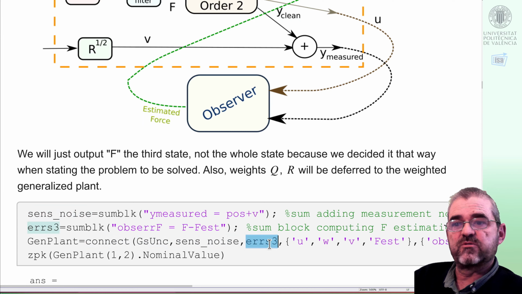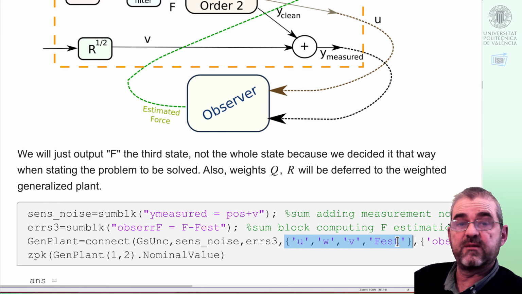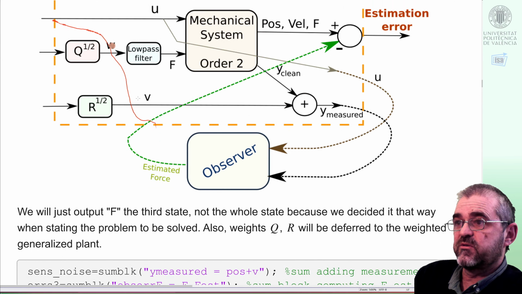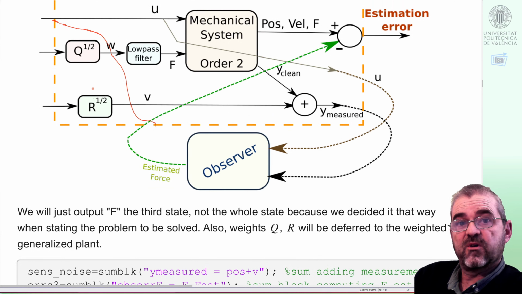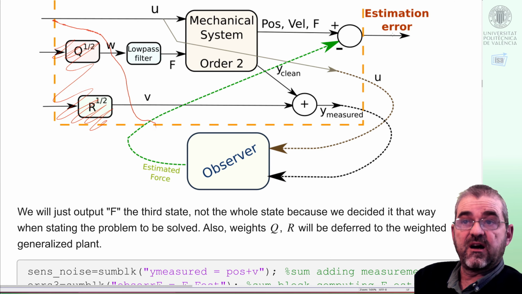and this sensor noise and ERS3 summation blocks. And we request this generalized plant to have 4 inputs, this U, W, V, and the estimated force, because these constant blocks here will be part of the weighted generalized plant. So we forget about them for the moment being. And once we have those 4 inputs, we'll require also to have 3 outputs, the estimated error, the known input U, and the position measurement Y measured.